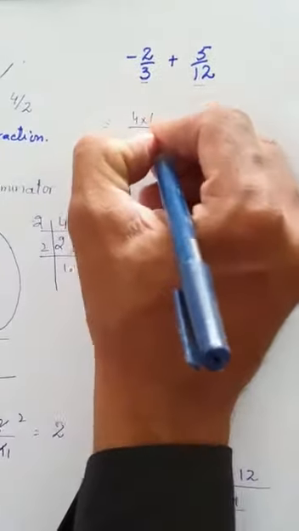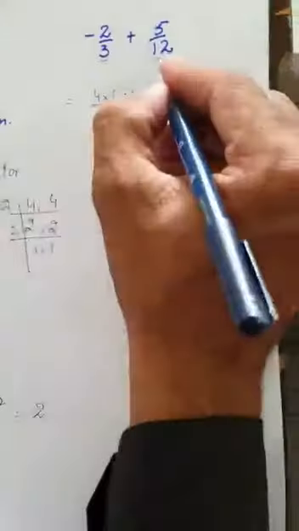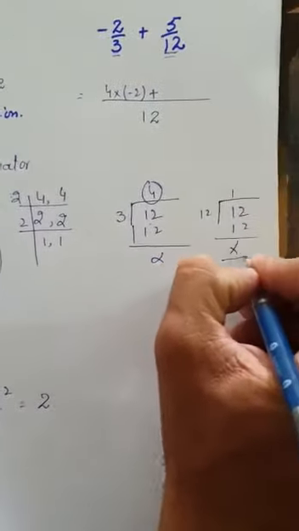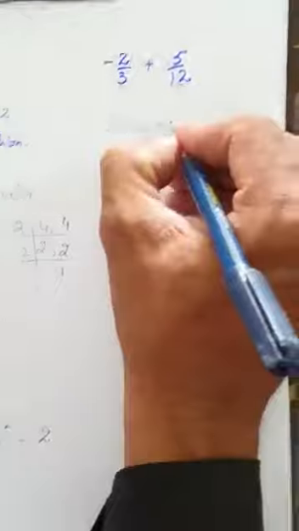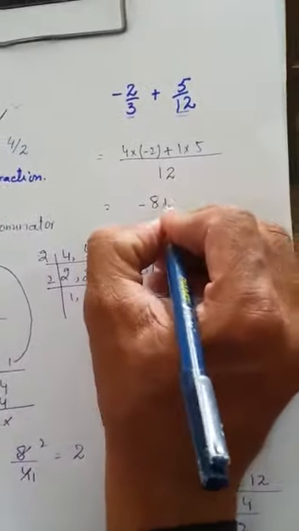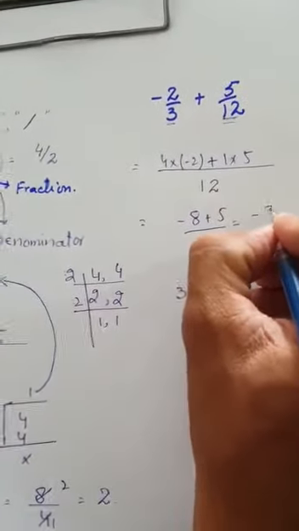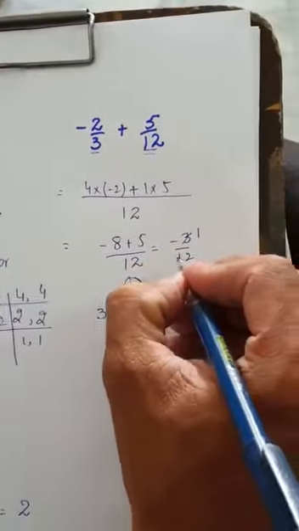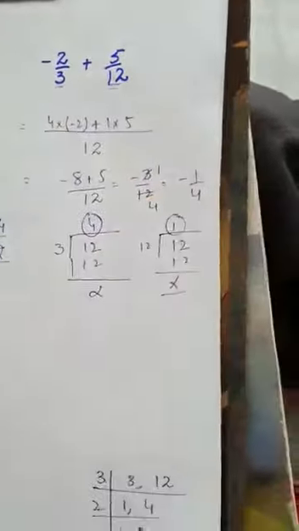4 into minus 2, symbol of plus. Again, here we have the divisor 12. 12 ones are 12. Okay, this 1 will be multiplied by this 5. 1 multiplied by 5. So our answer will be minus 8 plus 5 over 12, which is equal to minus 3 over 12. Okay, now cut it down. 3 ones are 3 and 3 fours are 12. Minus 1 over 4 will be our answer.